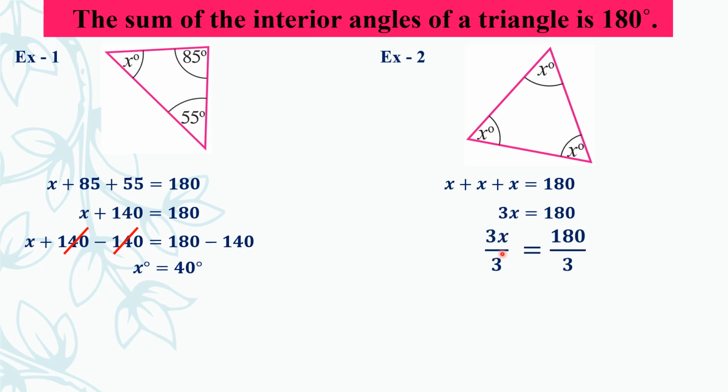So 3x is divided by 3 and 180 is also divided by 3. Then 3 and 3 are cancelled. Then we remain with x on the left hand side, and on the right hand side 180 divided by 3 will be 60. So the value of x will be 60 degrees.